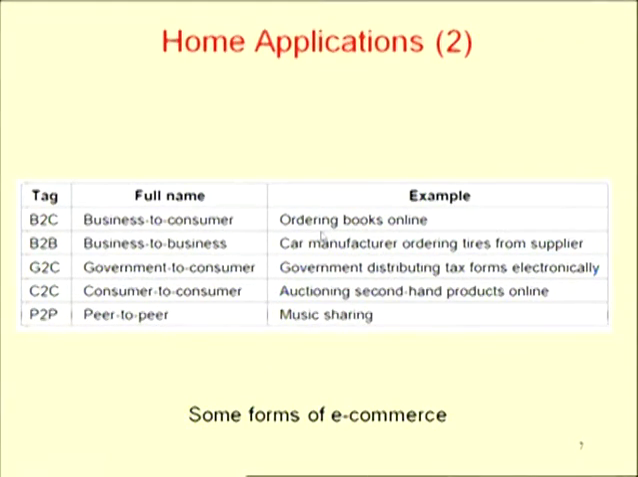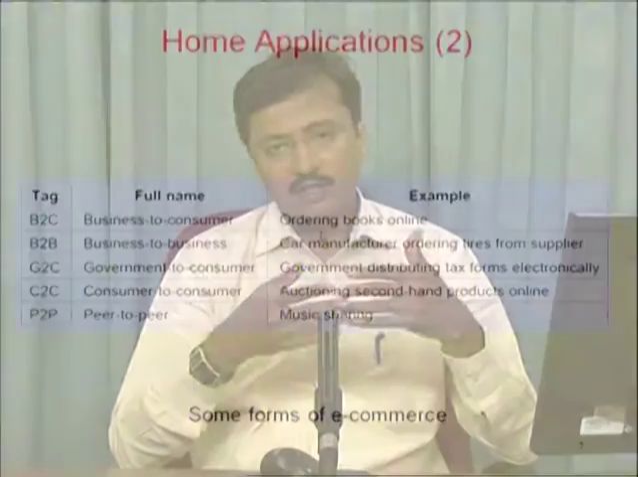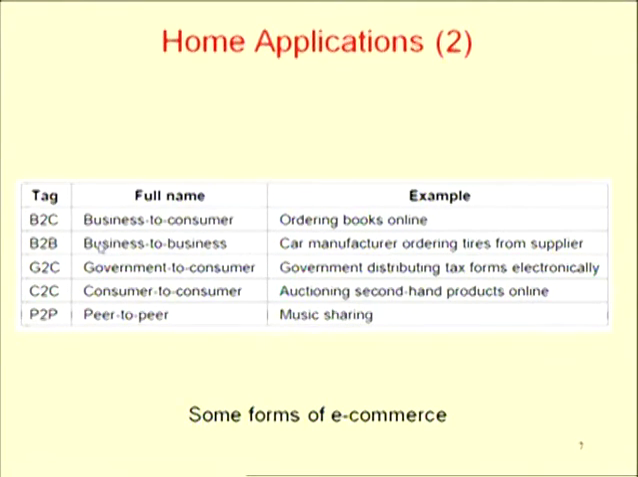So these are not technical classifications, but these are the different classifications which have evolved based on the network usage and the kind of network applications that are deployed. If you try to classify those network accesses and network application deployments, then you'll be able to classify all those different things happening in 5 different classes: B to B, B to C, G to C, C to C, and P to P. So business to consumer, business to business, government to consumer, consumer to consumer, and peer to peer.